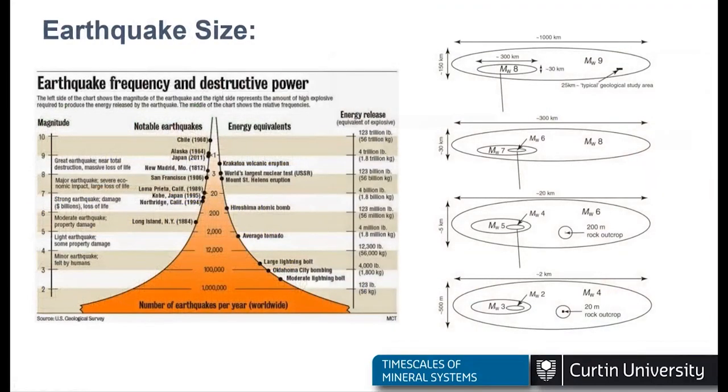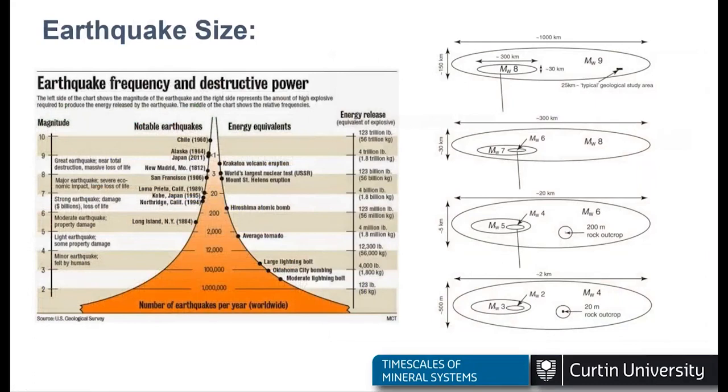A brief overview on earthquake size. Obviously, you saw in the animation earlier, you get lots of very small earthquakes, in the magnitude 2, 3, 4 range. There's an exponential decrease in the number of earthquakes, but an exponential increase in the power and destructiveness of those earthquakes.